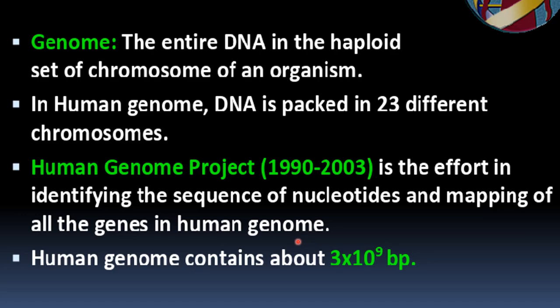As you know, genes are present in the chromosomes and where? On the DNA, meaning these are a sequence of DNA. So mapping of all the genes of the human genome was the aim of the Human Genome Project, you can say. And it was completed in 13 years. Human genome contains 3 into 10 to the power 9 base pairs in a haploid set. So these base pairs are present in a haploid set of human genome. Double will be in a diploid set.